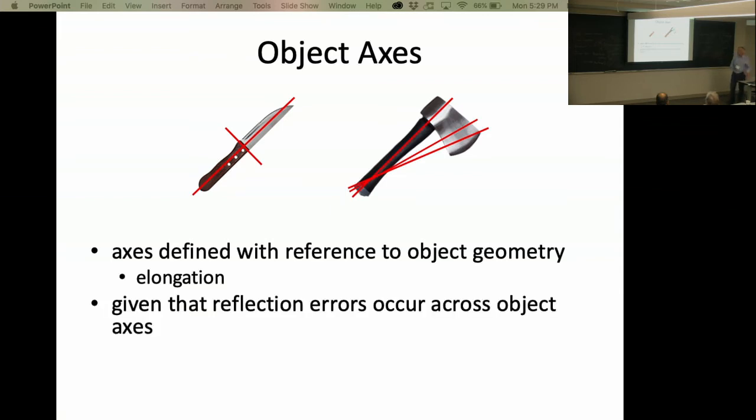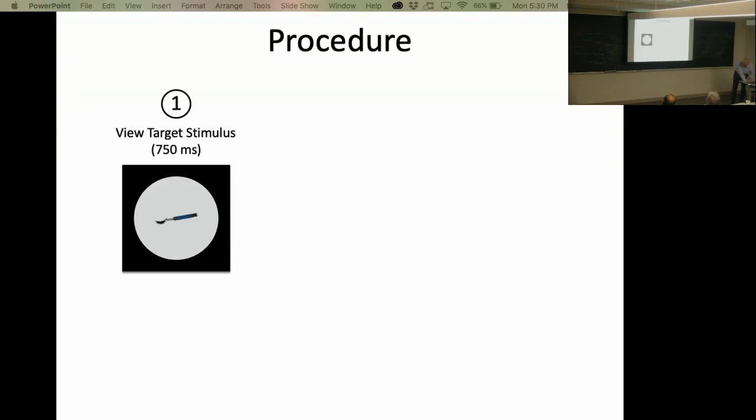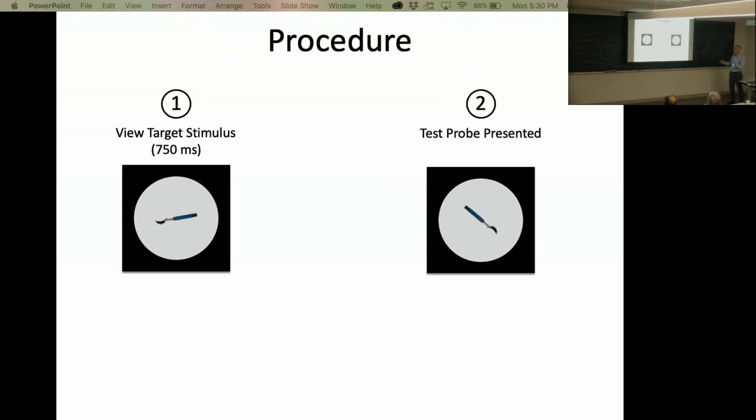And what we were thinking is that given that we know that reflection errors tend to occur across object axes, then we can use the object axis reflections to infer where the object axes are. That, in essence, we take objects like the handle, pictures of them, present them to people, see what reflection errors they make for them, and that will tell us where the axes are. All right, so we present objects at any given orientation. We present people with a probe object at a random orientation, and their task is to adjust that probe to match the target shortly thereafter.